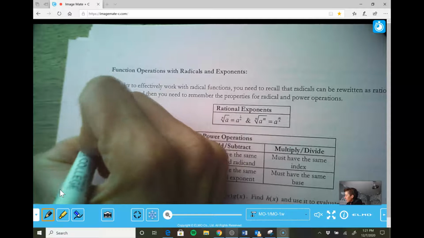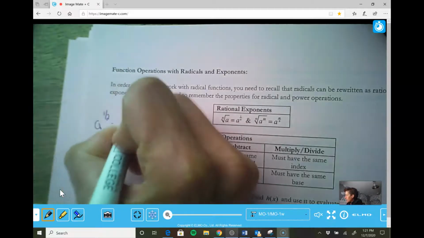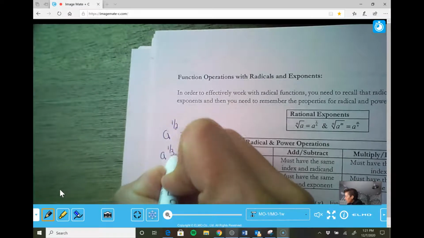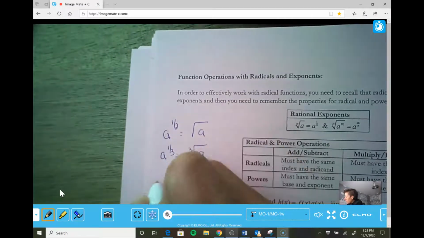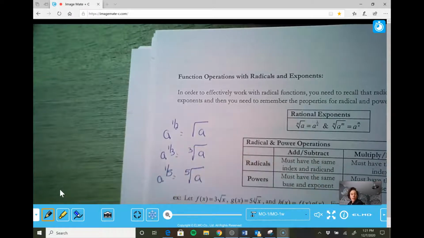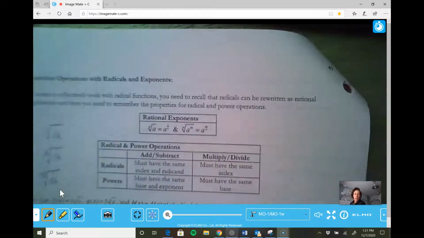So for instance, just some things on the side. If you ever see a to the 1/2, well, that just means the square root of a. If you ever see a to the 1/3, that's just the cubed root of a. If you see a to the 1/5, then that's the fifth root of a. Pretty simple. But sometimes you're going to have some other numbers in there.